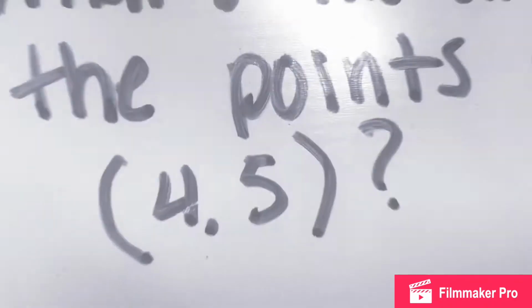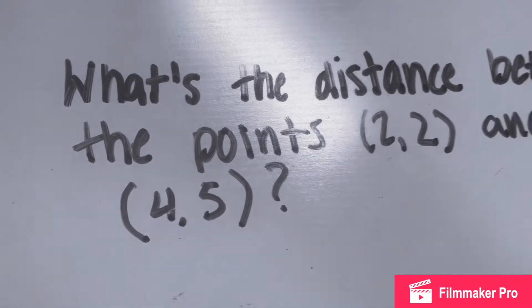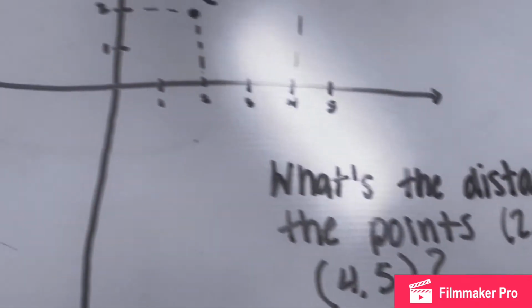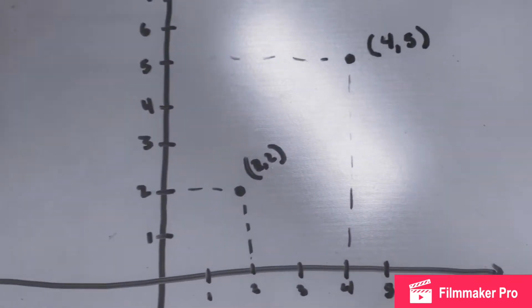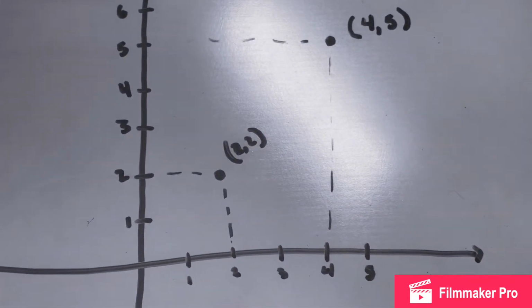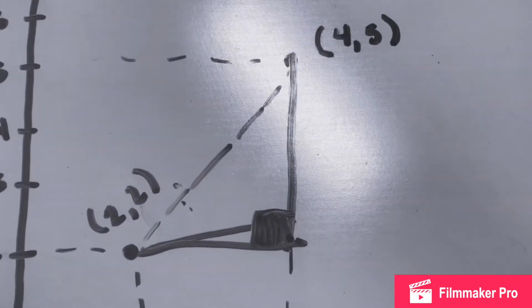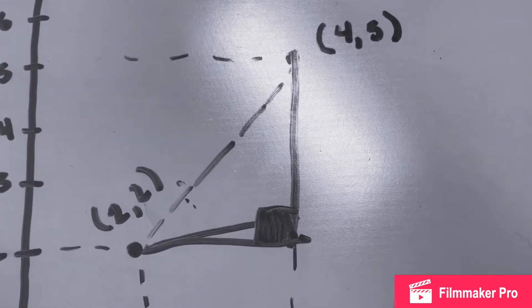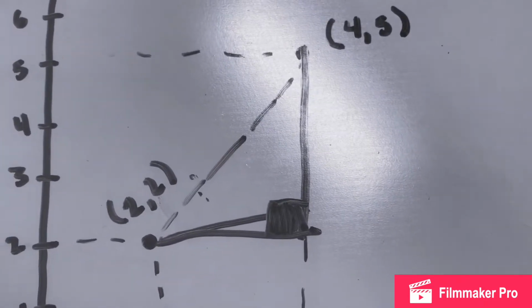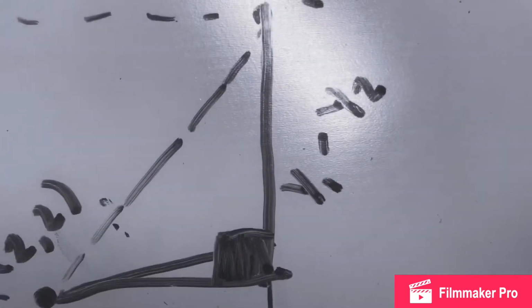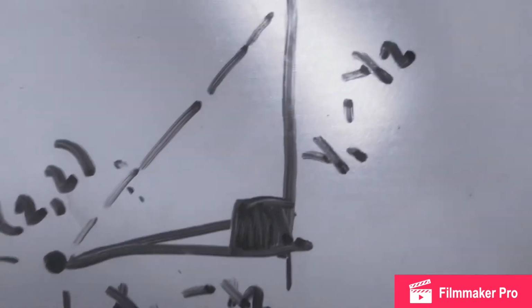How do you find the distance between 2 points on a graph? In this example, the points are 2, 2, and 4, 5. You can use your knowledge of right triangles by connecting the points and making the distance between the two a hypotenuse. In this right triangle, the A side is the distance between x1 and x2 in the coordinates, and the B value is the distance between y1 and y2.